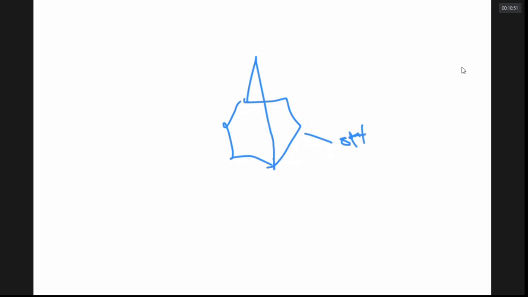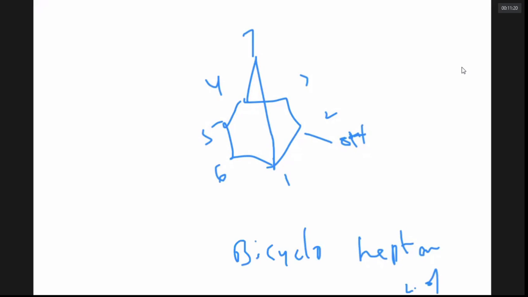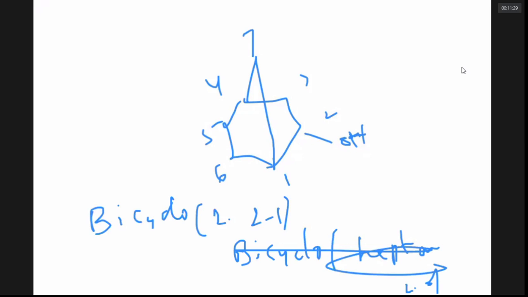So, bicyclo 2,2. Count like this: 1, 2, 3, 4, 5, 6, 7. So total 7 carbons, heptane, 2-ol. Bicyclo 2,2,1. I'll write again. Bicyclo 2,2,1.